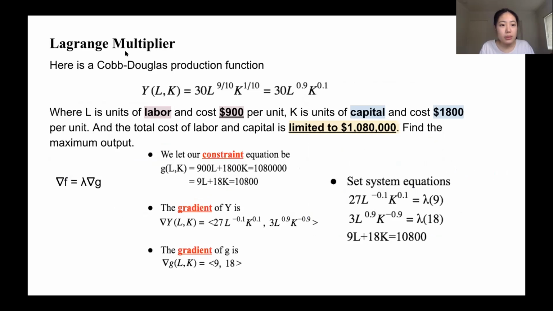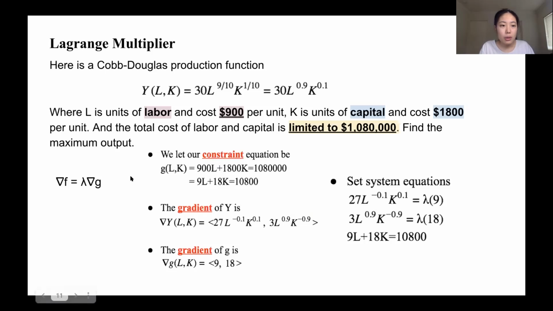Let's look at an example of the Lagrange multiplier. We have a Cobb-Douglas production function, y equals 30 L to the 0.9, K to the 0.1. L is labor, which costs $900 per unit, and capital costs $1,800 per unit, and the total cost is limited to $1,080,000. Find the maximum output.